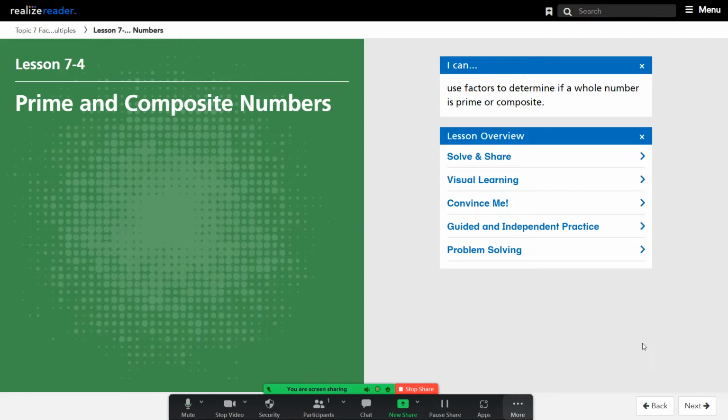For example, if you want to find the factor pairs of 12, you have 1 times 12 is 12, 2 times 6 is 12, and 3 times 4 is 12. So you have 6 different factors for the number 12.